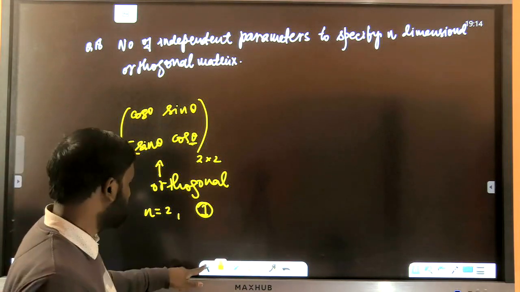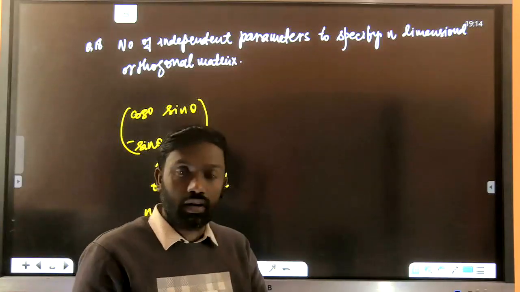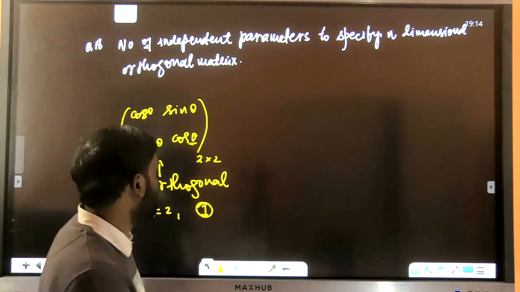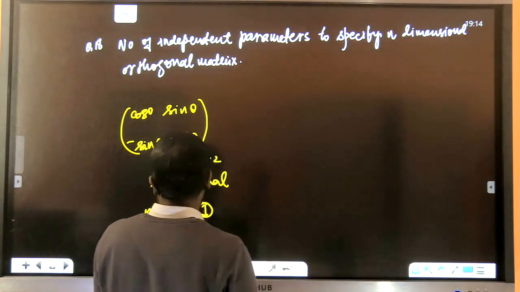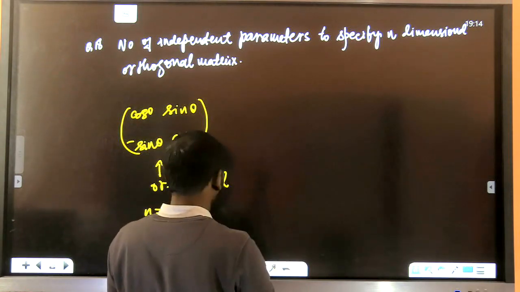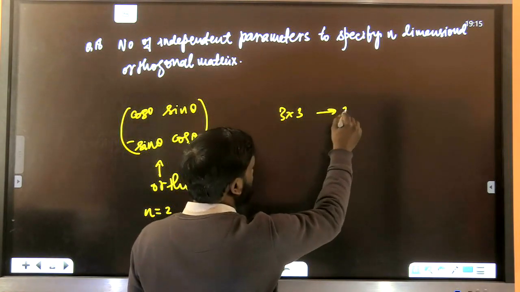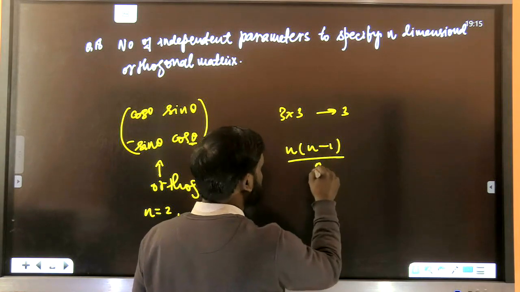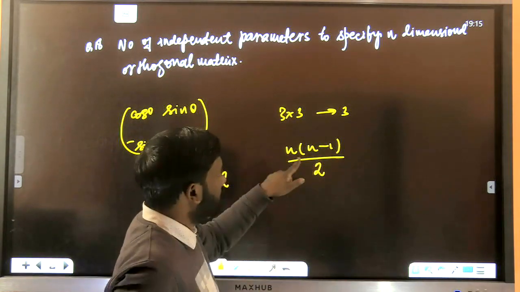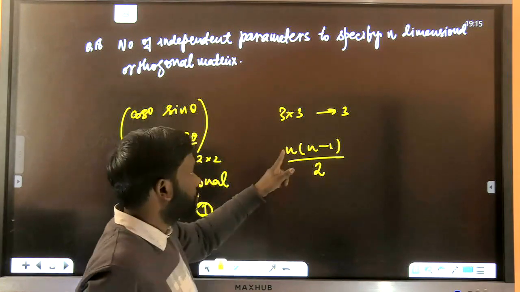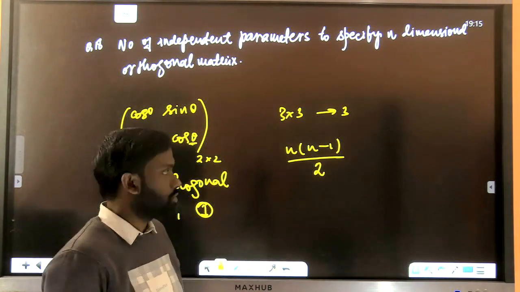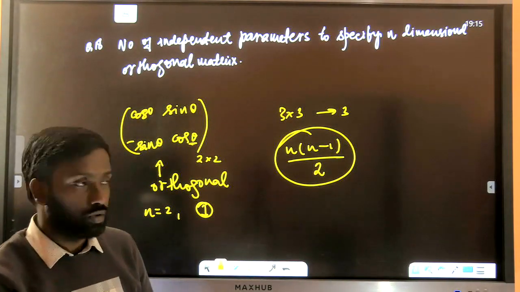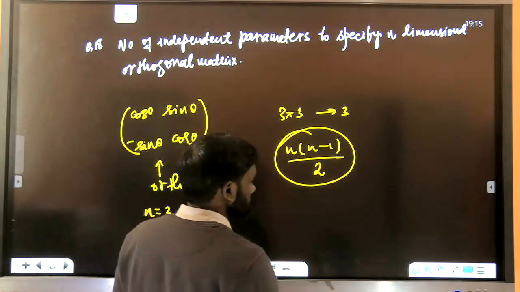Similarly in 3 dimensions, you know that any rotation matrix can be written in terms of Euler angles alpha, beta, gamma. So there you need 3 parameters. So for a 3 cross 3 matrix, we need 3 parameters. Therefore the general formula will be n into n minus 1 by 2. Because when you put n equal to 2, 2 minus 1 and 2 cancel out, so you get 1, and when you put 3, 3 minus 1 and 2 cancel, you get 3. So this will be the number of independent parameters that you need for writing n cross n orthogonal matrices. So this was question number 18.